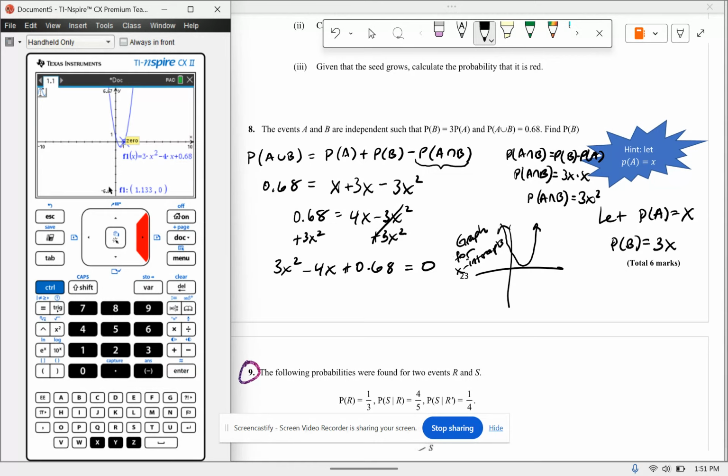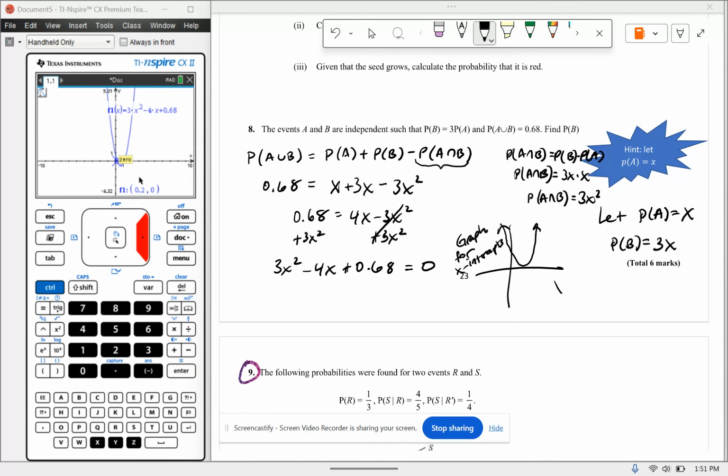Okay, so I've got two options here. I've got 0.2, and then I have 1.133. Who can tell me what is the answer?